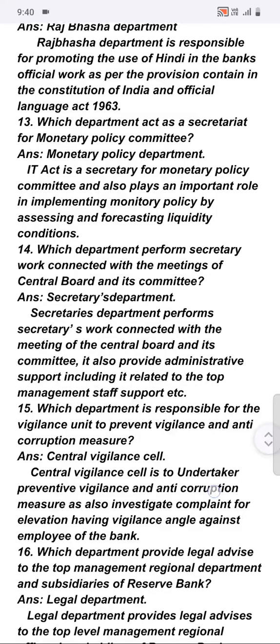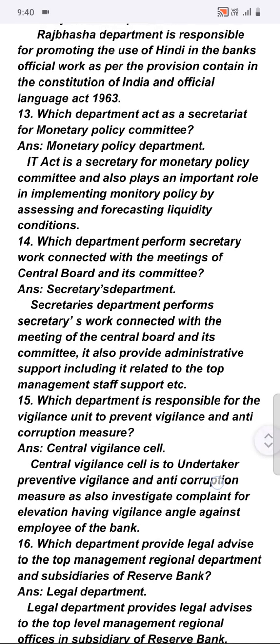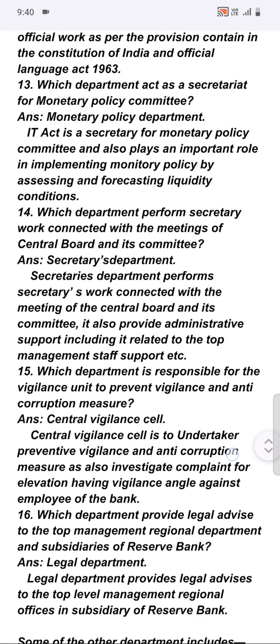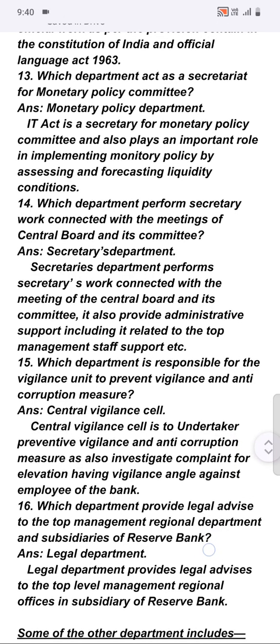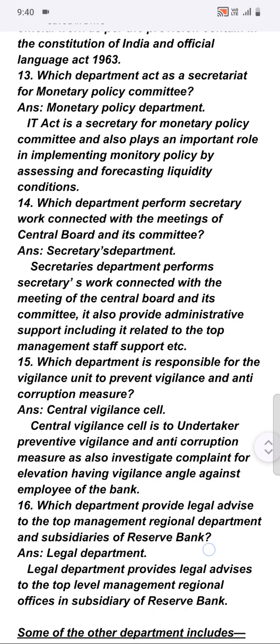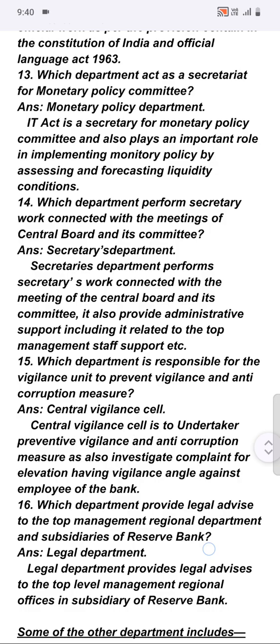Moving towards question number 15. Which department is responsible for the vigilance unit to prevent vigilance and anti-corruption measures? So the answer is Central Vigilance Cell. Central Vigilance Cell is to undertake preventive vigilance and anti-corruption measures, as also to investigate complaints or allegations having a vigilance angle against employees of the bank.